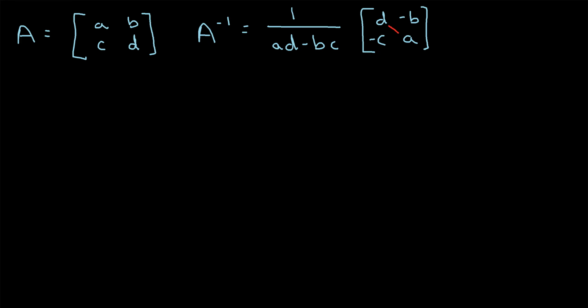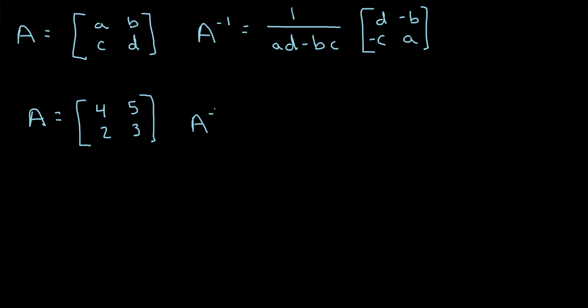We switch the d and the a, and we add a negative sign in front of the b and the c. So let's work through a few examples of how we can use this formula to find the inverse of a 2 by 2 matrix. So let's say that A is equal to the following. It has the values 4, 5, 2, and 3. How can we find the inverse of this matrix?